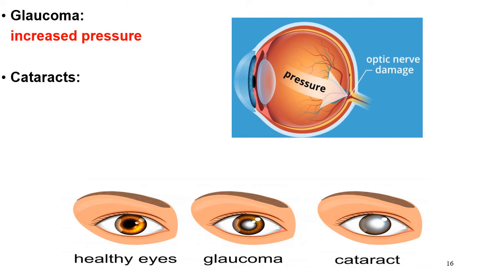Cataracts is a cloudiness of the lens. At the bottom, we see 3 pictures, a healthy eye, a glaucoma eye, and a cataract eye. Basically, a cataract is the formation of this cloudiness due to exposure to UV light. So how could you prevent cataracts? By wearing sunglasses with UV protection. If you do have cataracts, there is surgery to remove those cataracts.